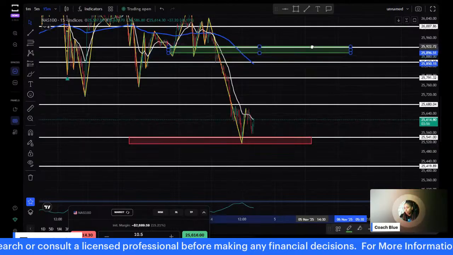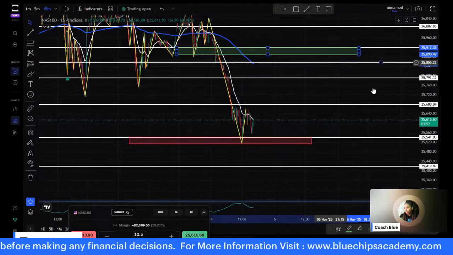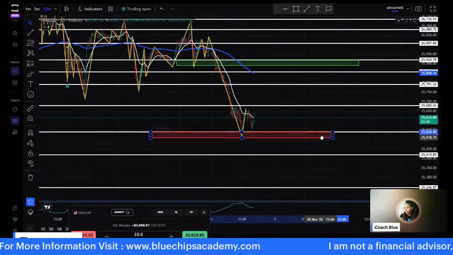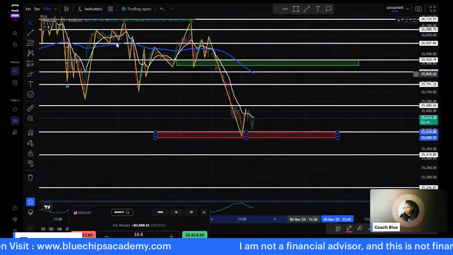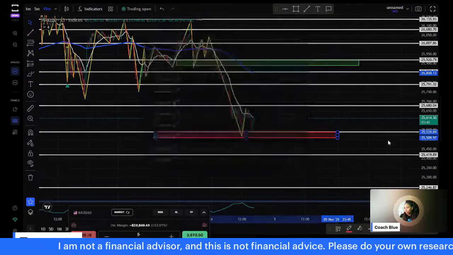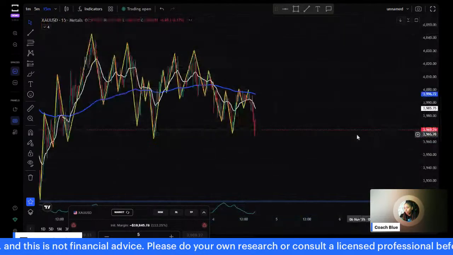So our buy zone is 25,916, guys. That's our buy zone. But our sell zone is still the same. Okay? So let's go look at gold. And let's see what we have for today for gold. So it says price near the 200.